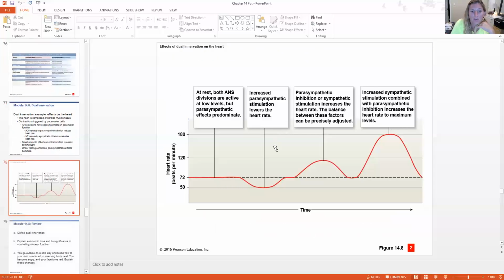So dual innervation at your heart. At rest, both ANS divisions are active, but at low levels, and the parasympathetic dominates. With increased parasympathetic input, we're lowering our heart rate. If the parasympathetic is inhibited, it's kind of taking the brakes off. So our heart rate goes up, and now we get sympathetic stimulation on top of the fact that the parasympathetic has been inhibited. So now we're going to get our heart rate up to maximum levels.